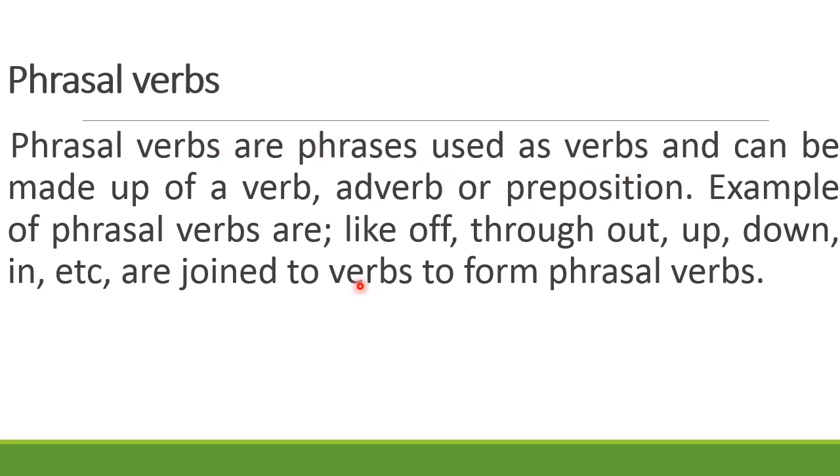Now when we talk about phrasal verbs, we're talking about phrases used as verbs, which can be made up of a verb, adverb, or preposition. When a phrase is made up of a preposition, we call it a prepositional phrase. But when it's made up of a verb, we call it a phrasal verb. So let's take a good example of what we call phrasal verbs. Words like of, throughout, up, down, in, etc. are joined to verbs to form phrasal verbs.